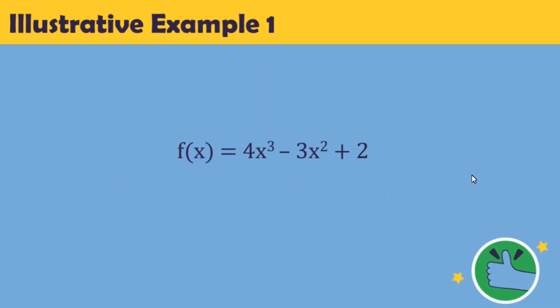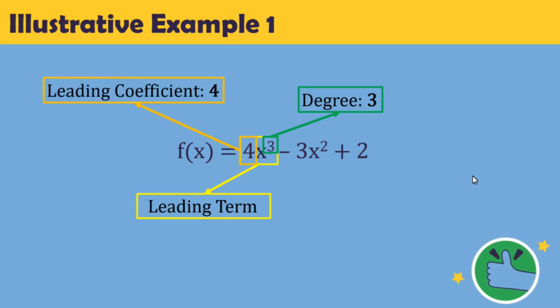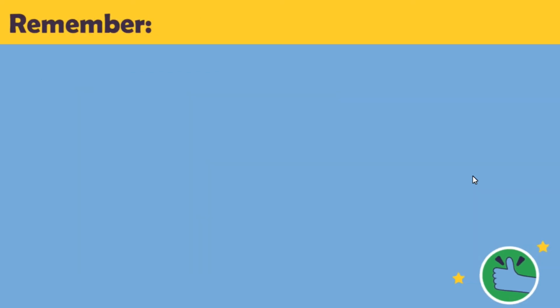Let's have our illustrative example 1. From this example, we have f of x is equal to 4x cubed minus 3x squared plus 2. And this is an example of a polynomial function. Our leading term is 4x cubed, and the degree is 3. 3 is the highest power of x in the formula. The leading coefficient is 4, and the term with no variable is 2. So 2 is our constant.